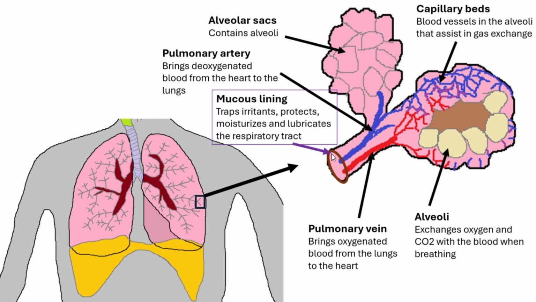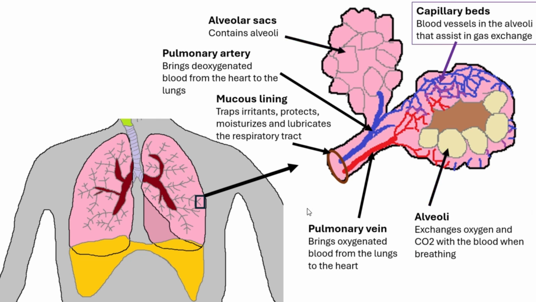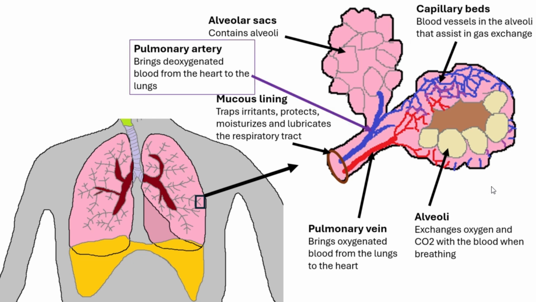Most of the respiratory tract is lined with a mucous membrane that will secrete mucus, and mucus is just a slimy substance that traps contaminants, moisturizes, and lubricates most of the respiratory tract. At the end of the respiratory tract are alveoli, or these spaces where blood exchanges gas with the air in the lungs. These alveoli are grouped together in what is called alveolar sacs. Surrounding the alveoli are capillary beds, where there are small blood vessels that assist in the process of exchanging gases between the blood and air.